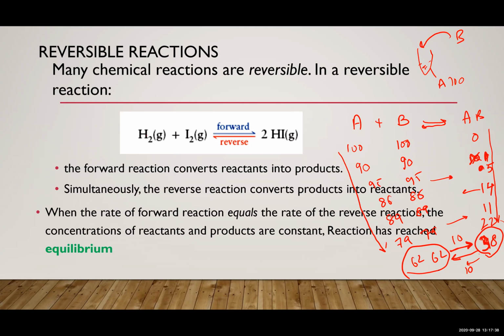Okay. At equilibrium, the amount of reactants and amount of products will never change, because whatever reactants go to the product side, the same number of products break down and come back to the reactant side. So that is known as equilibrium. When the rate of the forward direction equals the rate of the reverse reaction, so the concentrations of reactants and products are constant, then it is known as equilibrium. Is that okay?